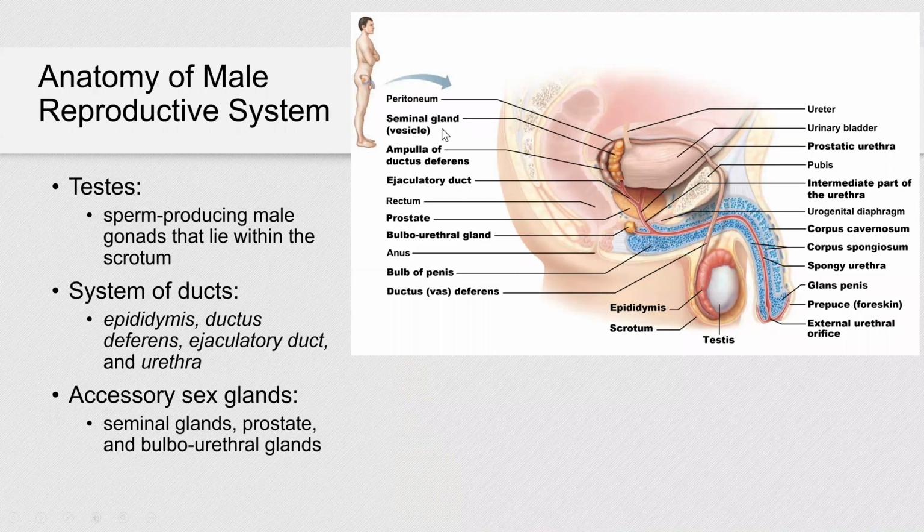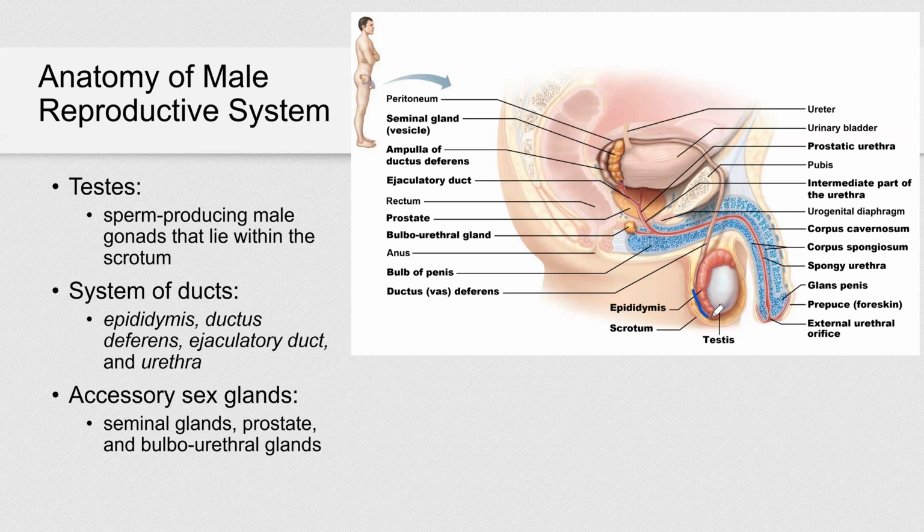Okay, on this diagram, we can look at organs of the male reproductive system. So we're going to start with testes, which are sperm-producing male gonads that lie within the scrotum. If you look at the diagram over here, those are testes, and testes are inside the scrotum. So that's the scrotum over here. And then a system of ducts, starting with the epididymis, this structure on top of the testes. Ductus deferens is this tube, or it's called vas deferens, and you see it enters the pelvic cavity and goes behind the urinary bladder.